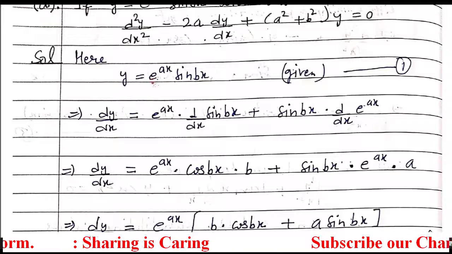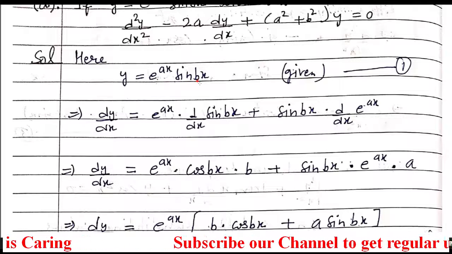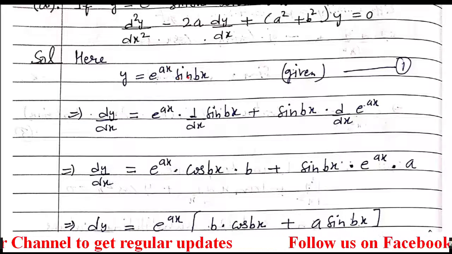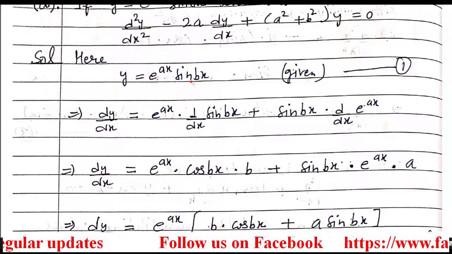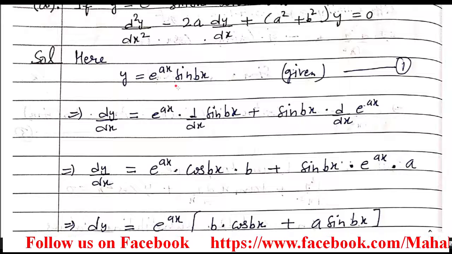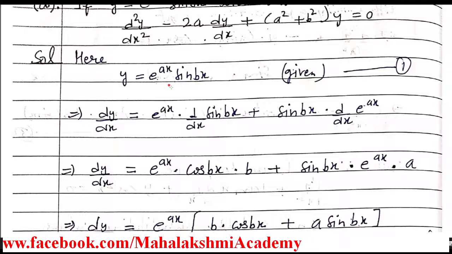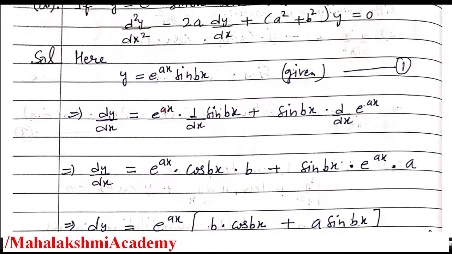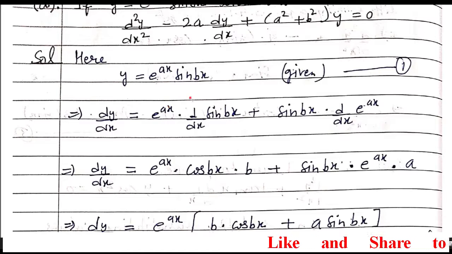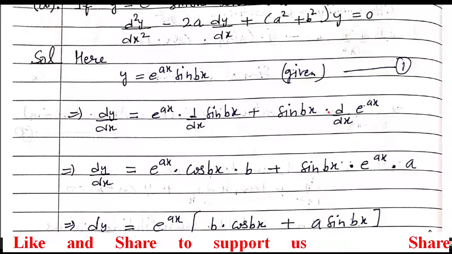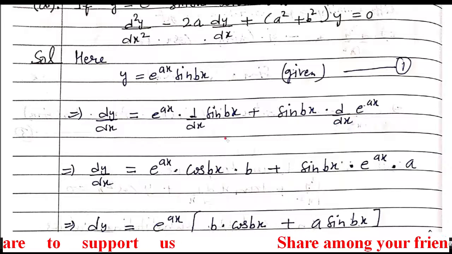Now when we differentiate the right hand side, it is the product of two functions. The two functions are e to the power ax and sine bx. When we differentiate the product of two functions, we are going to use the formula u dot v. In that, first we keep one function as it is and differentiate the other function. Like this we have to proceed. So first I kept e to the power ax as it is and differentiated sine bx, and in the second term I kept sine bx as it is and differentiated e to the power ax.